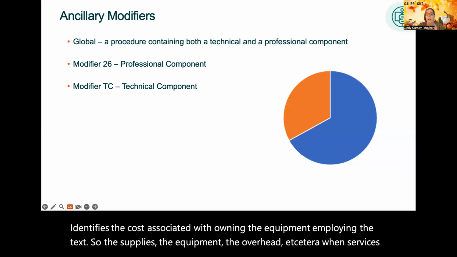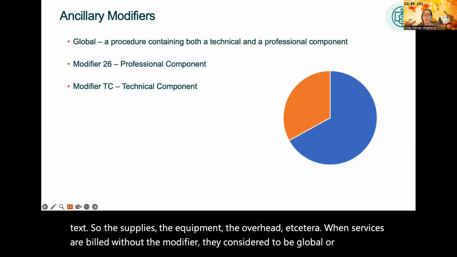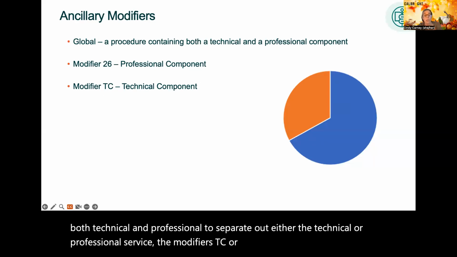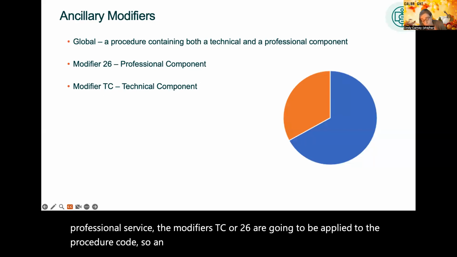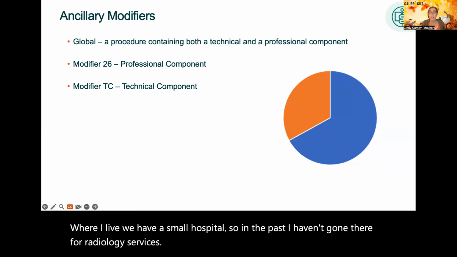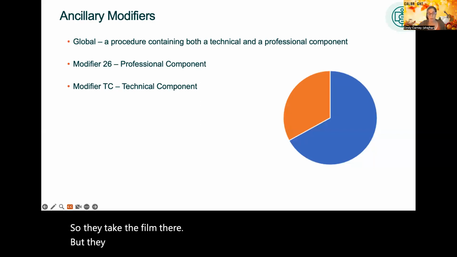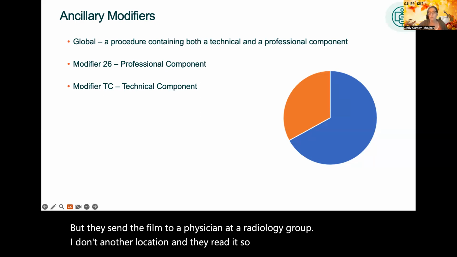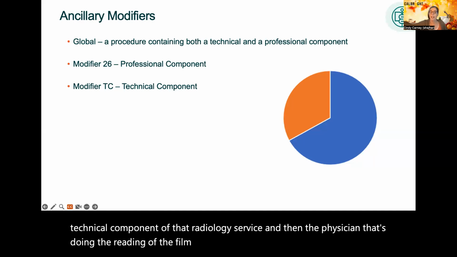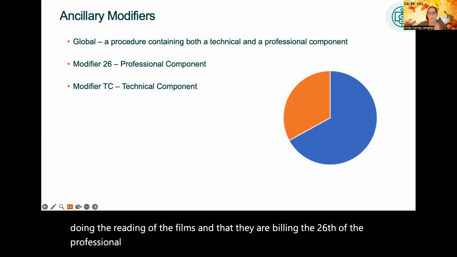When services are billed without the modifier, they are considered to be global or inclusive of both technical and professional. To separate out either the technical or professional service, the modifiers TC or 26 are going to be applied to the procedure code. So an example of this could be, where I live, we have a small hospital. So in the past, I have gone there for radiology services. So they take the film there, but they send the film to a physician at a radiology group at another location, and they read it. So the hospital is billing the technical component of that radiology service. And then the physician that's doing the reading of the films, they are billing the 26 or professional component of that radiology service.